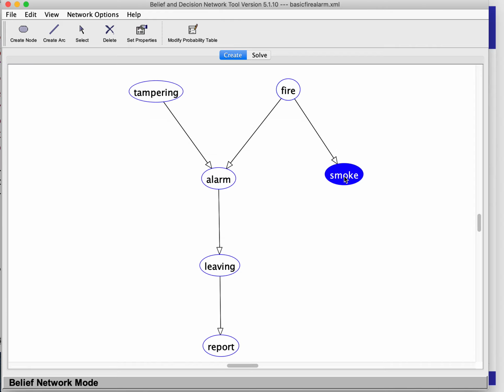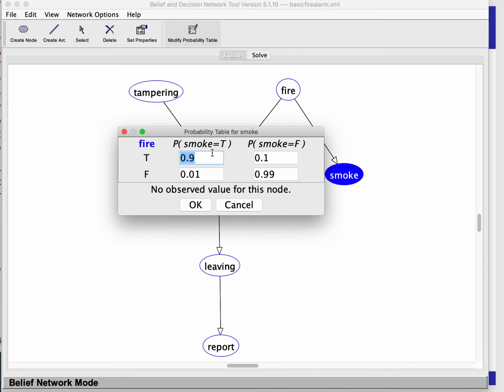Something like smoke depends on fire, so there's going to be a different value of probability of smoke for the different values of fire. Assuming that if fire is true, then the probability of smoke is 0.9. If fire is false, the probability of smoke is 0.01. So smoke depends on fire, and this conditional probability table specifies how smoke depends on fire.